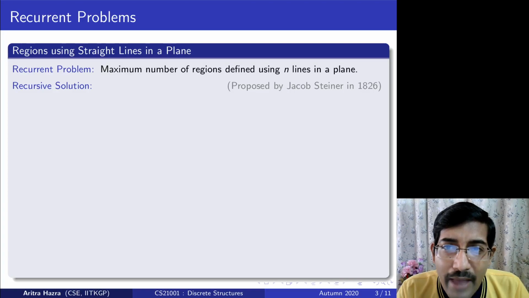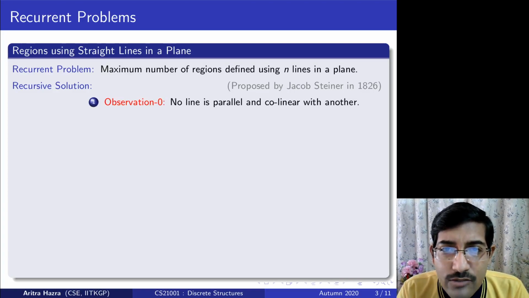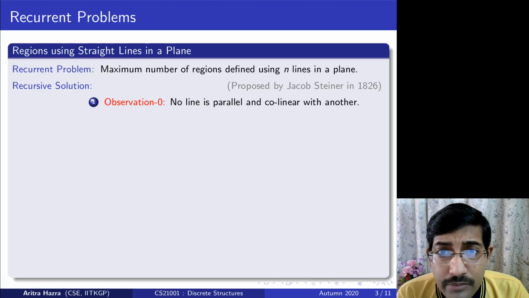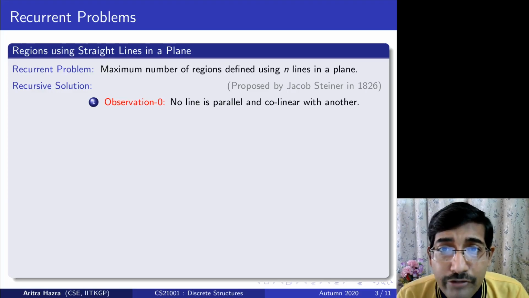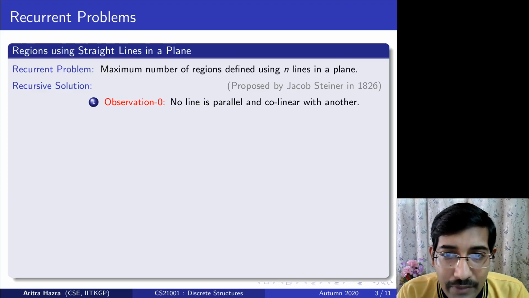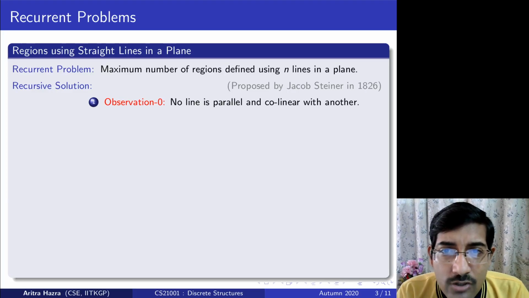When we say maximum number of regions by n lines, there are certain observations we can make in this problem statement. No line is parallel or collinear with another, because we are trying to see the maximum number of regions. If 3 lines are collinear, then the number of regions will be lesser than if all 3 lines intersect at different points. Parallel lines will just produce n+1 different regions, so we can do better than that. When we say maximum number of regions, obviously we are not restricting ourselves to parallel and collinear lines.